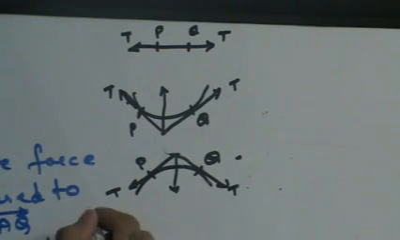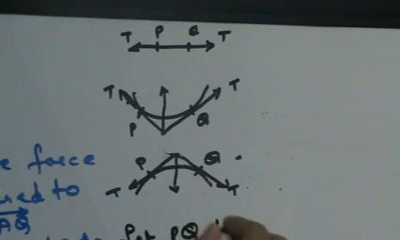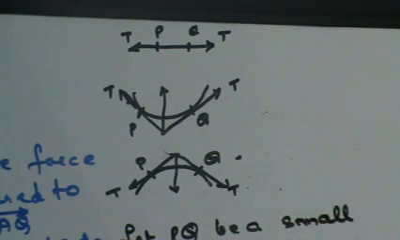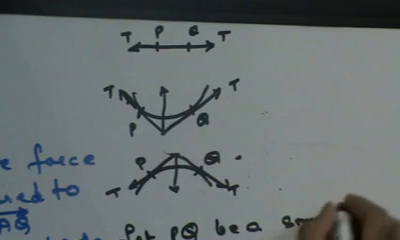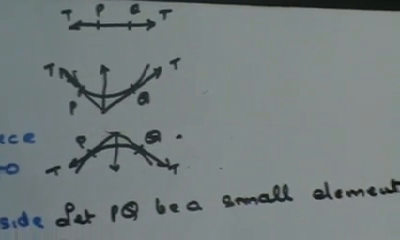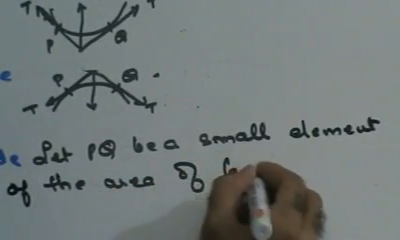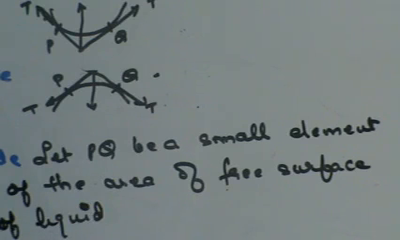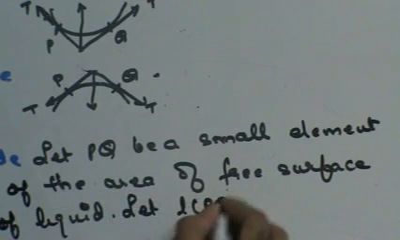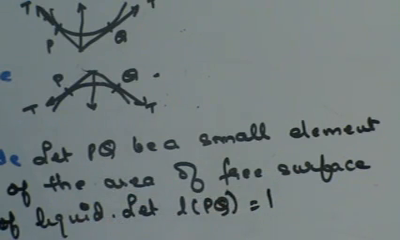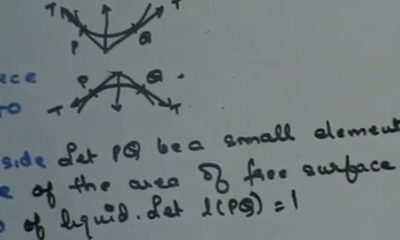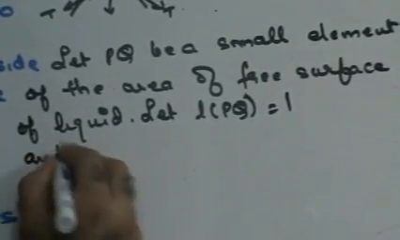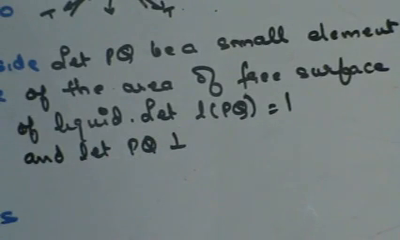Now let PQ be a small section. Let us assume that PQ is a small element of the area of the surface of the liquid, of unit length, perpendicular to the plane of the figure. Let length PQ be equal to 1.